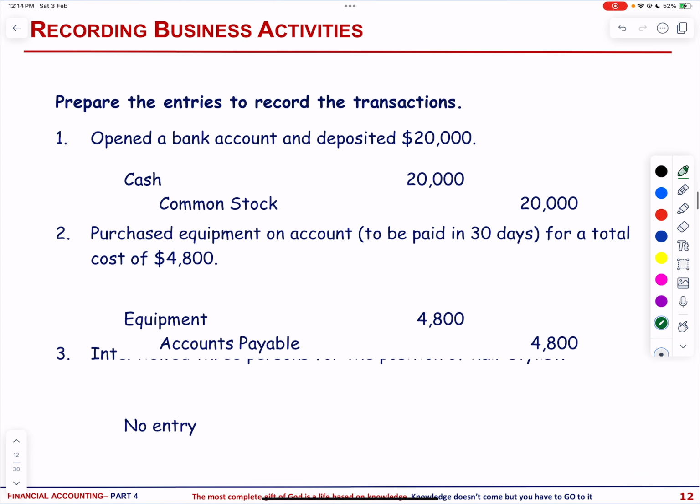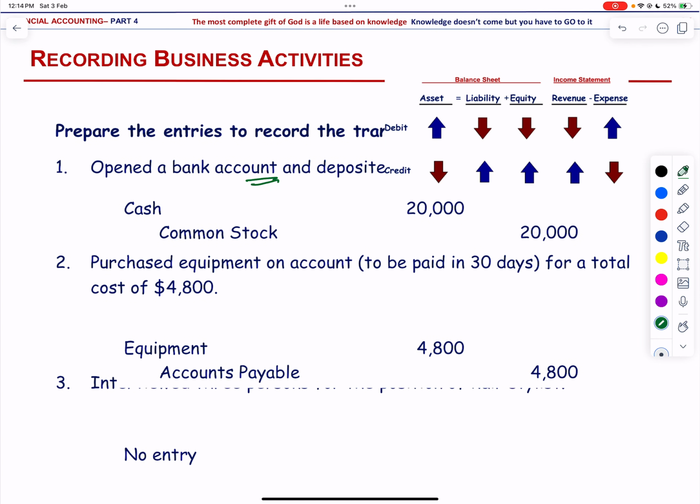So when she opens a bank account, we again put it in the accounting equation. You can see that cash is going to increase because money is coming into the business by 20,000, and the common stock, that is the equity, is also increasing by 20,000. Now, an increase in asset is a debit, that's why cash is debit. You can see that we indent, we leave some space when we record the credit, and common stock is credit by 20,000.